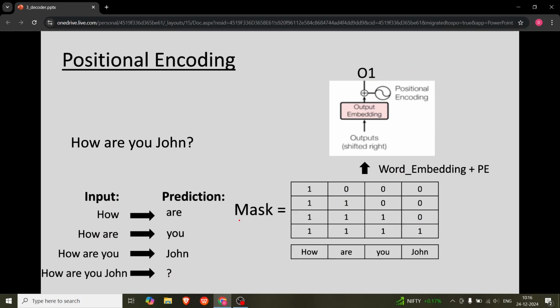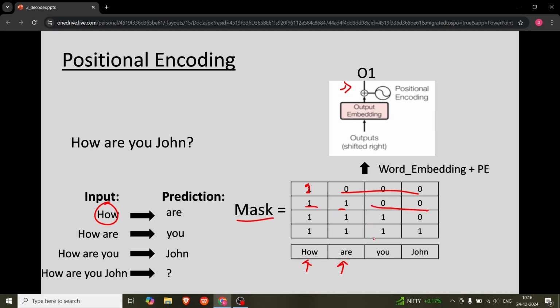What we use is the first mask. This is the mask that we use over here, that will be part of O1. In the first one you only gave the input "how", and the rest was not given as input. So you have 1 over here corresponding to the word "how", and everything else is 0. But in the second you gave "how are", the first and the second word, and so these two are 1 and these two are 0.